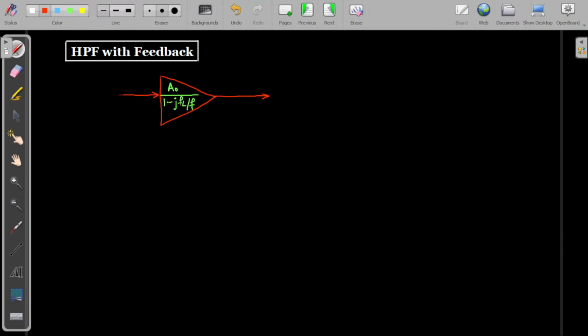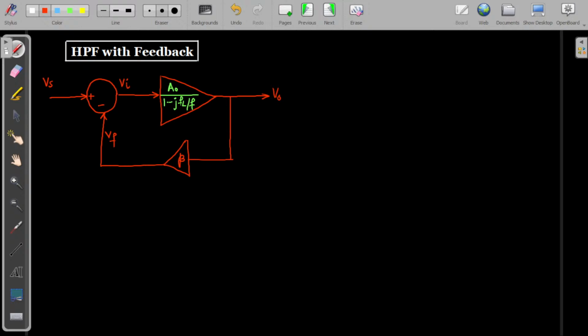Now we are connecting a feedback path. So this is the input signal and this is the mixer, and we are using a feedback path gain beta like this, and it is taking the output line as the feedback path, and here we are finding the feedback voltage VF, and here we are getting VI, and this is the output voltage. So this is the high pass filter with feedback.